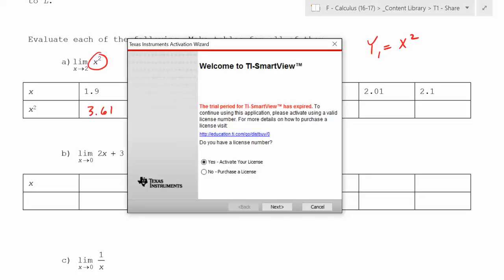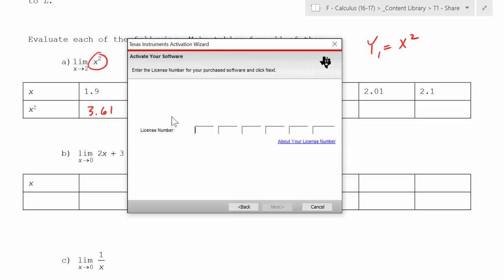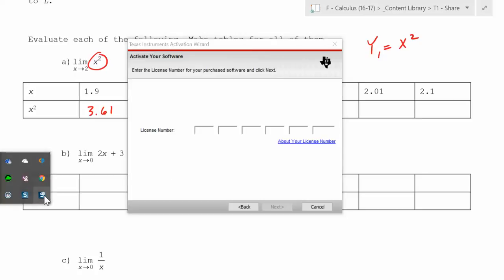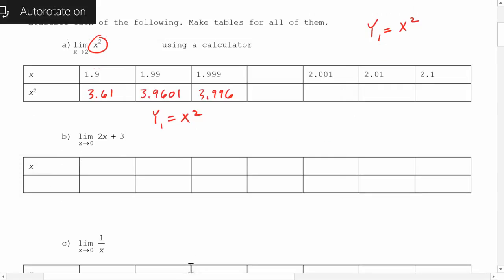Let me see if I actually got this to load. I already licensed this, but I'll do that later. Activate your license. Yay. Hold on one sec, kids. I'm going to activate this.